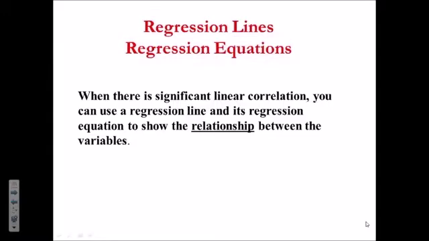When there is a significant linear correlation between two variables, then we can use a regression line and a regression equation to show the nature of that relationship. So the correlation coefficient shows the strength of the relationship, and the regression line and regression equation show the nature of the relationship.